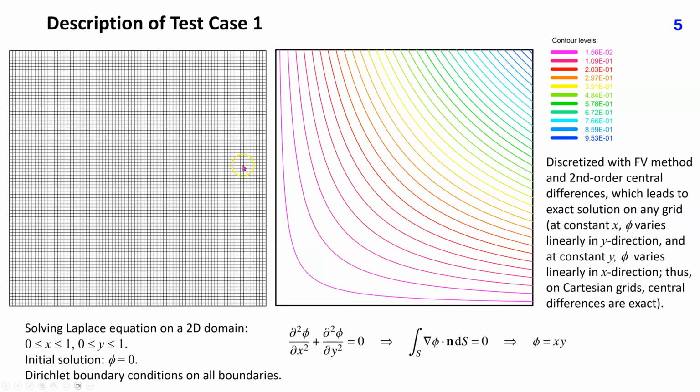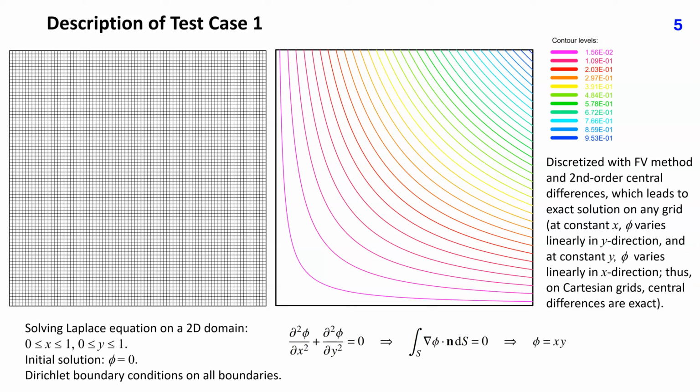The figure on the left shows a uniform 80 by 80 control volumes grid, while the figure on the right shows isolines of phi. 0 values are specified as the initial solution estimate. Because at constant x, phi varies linearly in y direction, and at constant y, phi varies linearly in x direction, on Cartesian grids central differences are exact. Knowing the exact analytical solution makes it possible to evaluate iteration errors at each iteration.